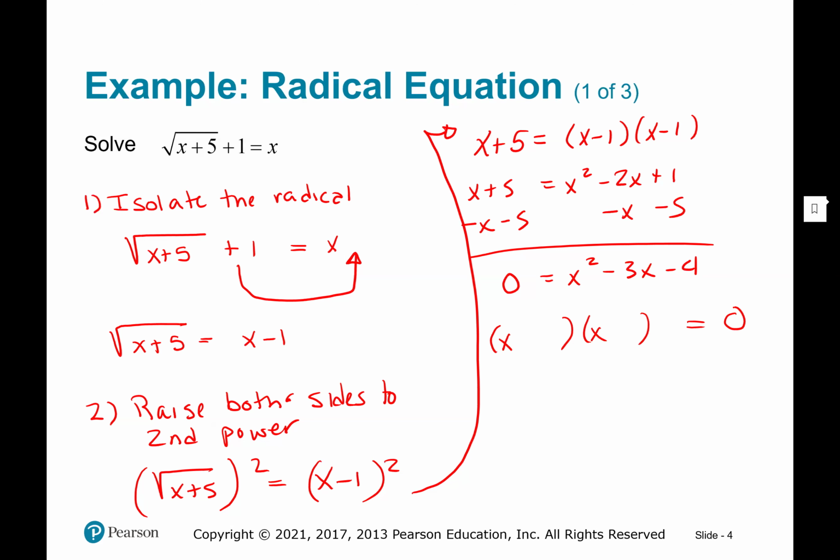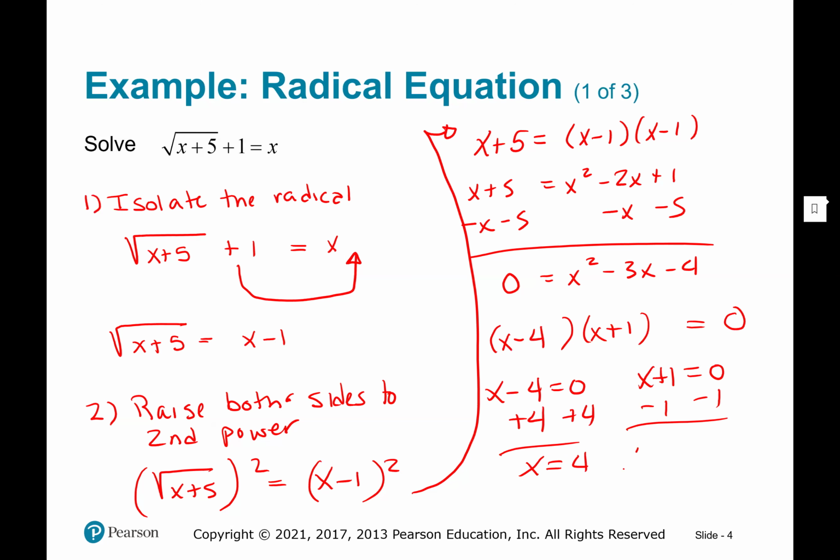No. 4 and 1. There you go. So we get what? -4 plus 1 is -3. So do we get 4 and -1? One of those is not a solution. Which one? Why is the negative not a solution?